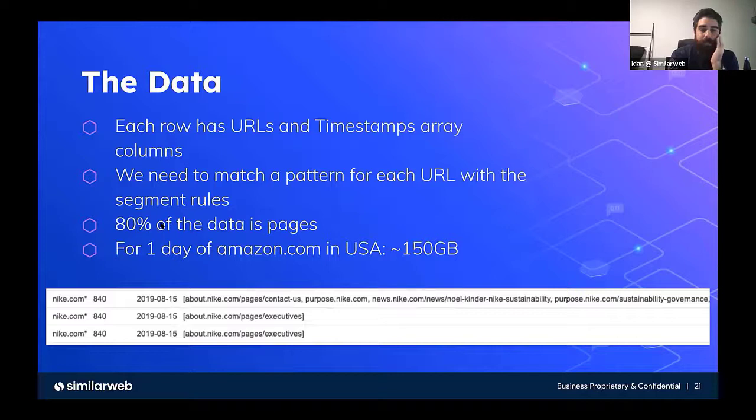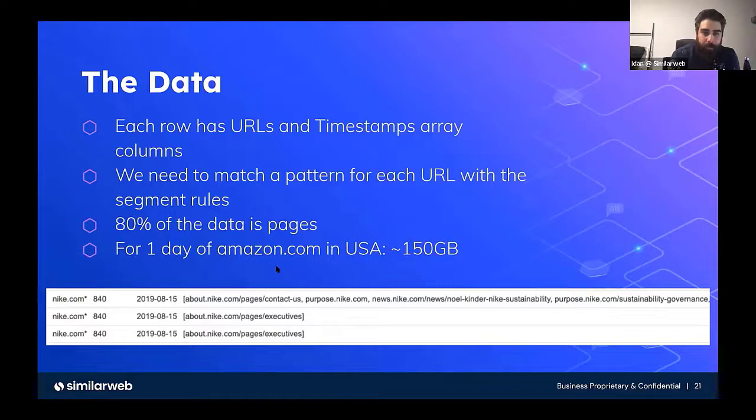Just to make things clear, 80% of the data is pages. So what you see here could be a very, very long array. We have a lot of columns in this data set, but the pages account for 80% of the entire data set. So this is a pretty big challenge: to process this data live and return the results to the users in seconds.